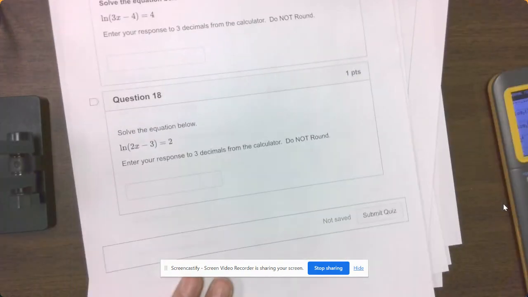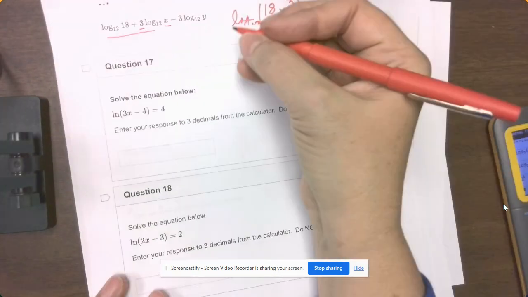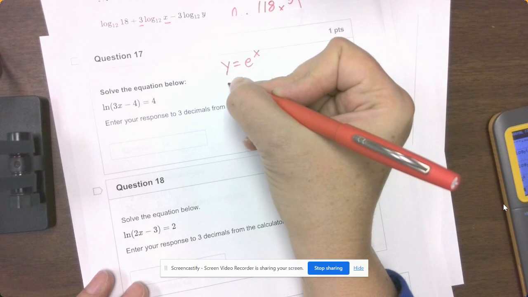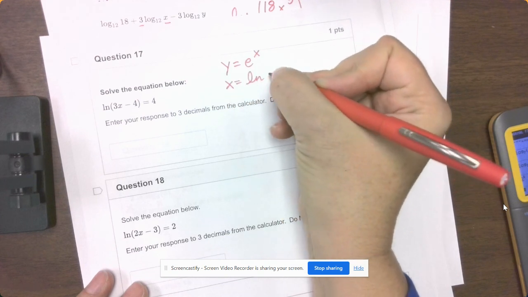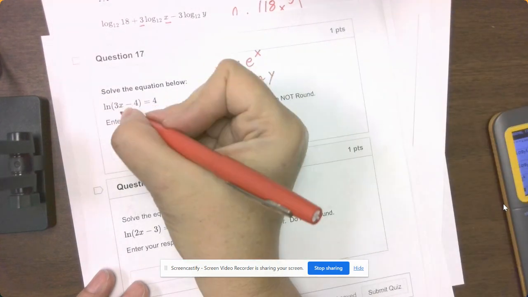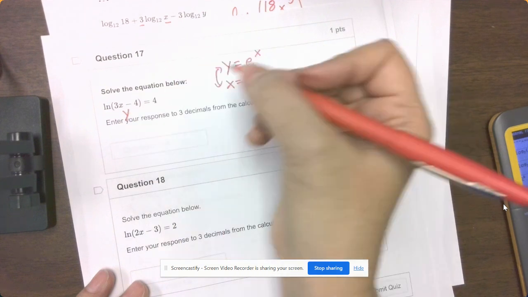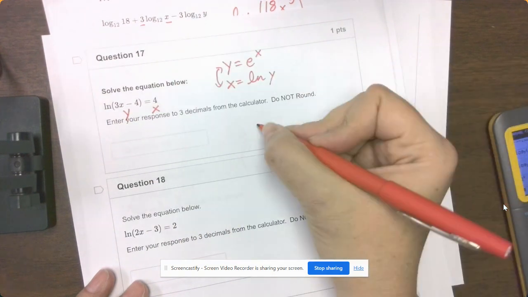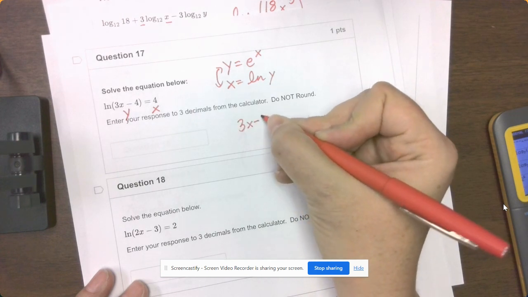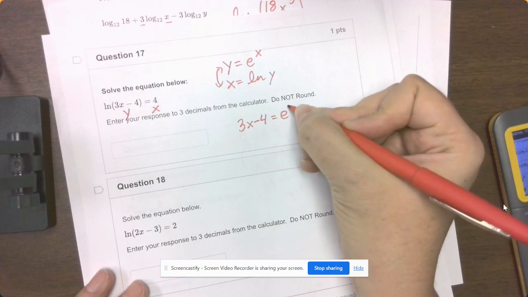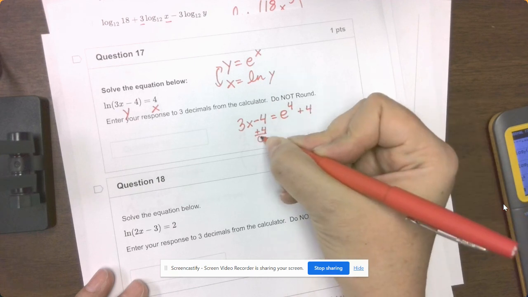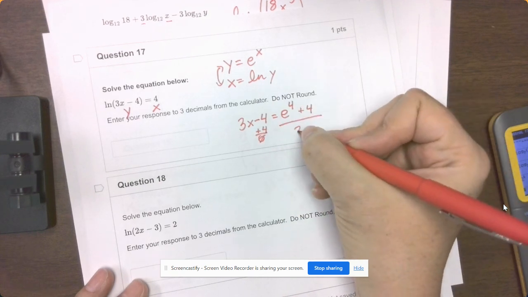Okay, last two, everybody. We're going to solve the equations for these. We're going to be working with our natural logs, everybody. So we have y is equal to e to the x, and then x is equal to the natural log of y. Okay, so these are inverses that we're going to be working with. So 3x minus 4 is our y value, and our x value is 4. So we're going to have 3x minus 4 is equal to e to the 4th power. We're going to add 4 to each side, and then divide by 3.